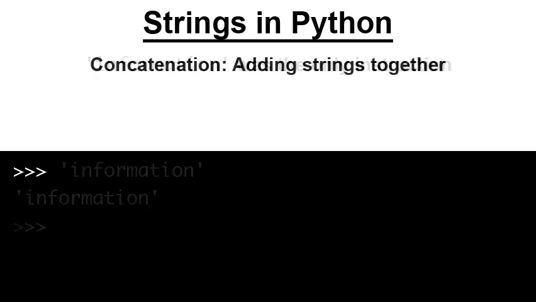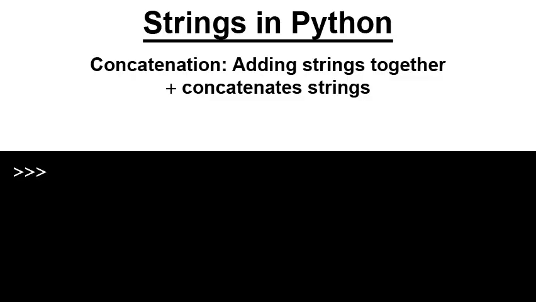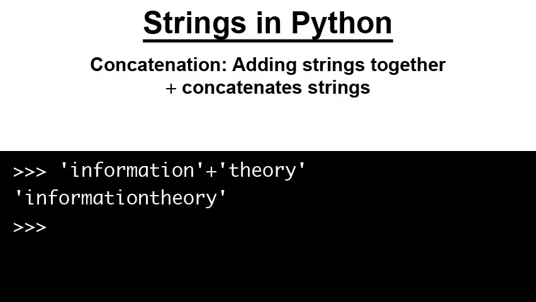And we can also add strings together. This is called concatenation. To concatenate strings, we can use the plus sign. Type in "information" in quotes, then the plus sign, then "theory" in quotes, and hit return, and Python will print informationtheory, all one word, since neither of the original strings contained a space.